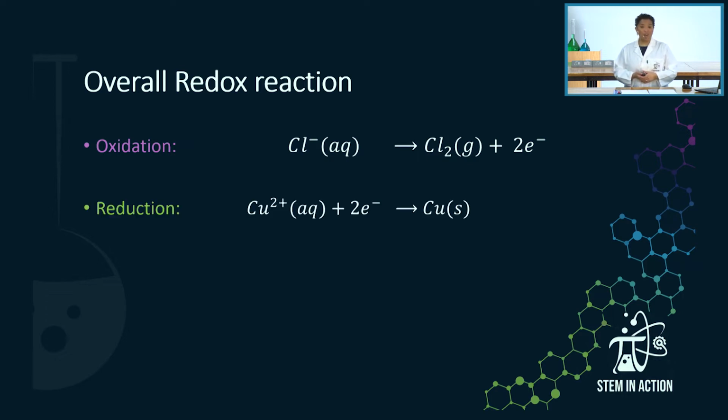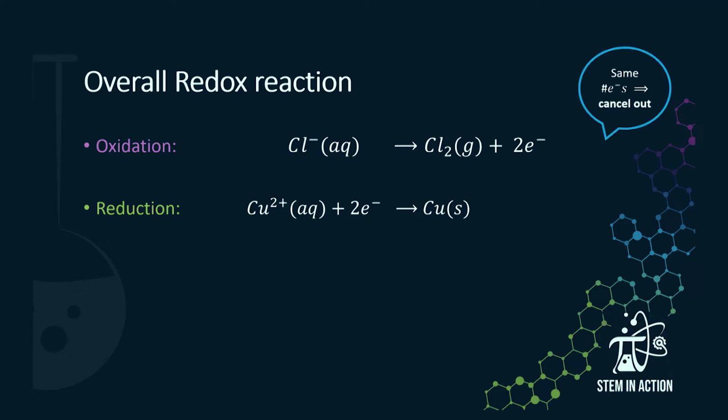Our reduction half reaction is copper 2 ions being reduced to copper metal. Once we have the same number of electrons on the right-hand side of our reacts to form arrow as on the left-hand side, we are able to cancel these electrons out. Remember, if we cannot cancel them, we need to multiply by a common factor in order to get the number of electrons equal on the right and on the left of our reacts to form arrow.